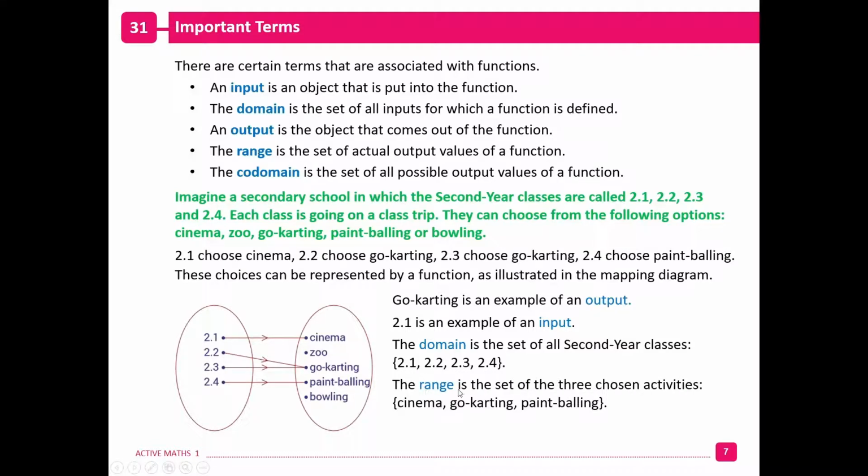Now the range then is the set of all of our actual outputs, the ones that were chosen: cinema, go-karting, and paintballing. It's still a set, so we must put them all inside our curly brackets, and we must separate them with commas. And then finally, we know that the codomain was the set of all of the possible outputs, and that's all 5 of the trips, again inside a pair of curly brackets.